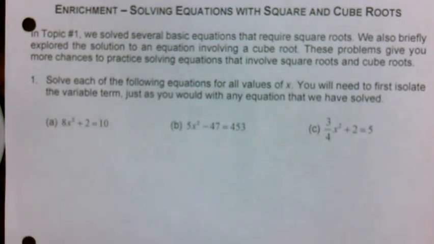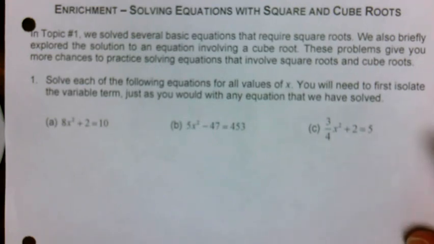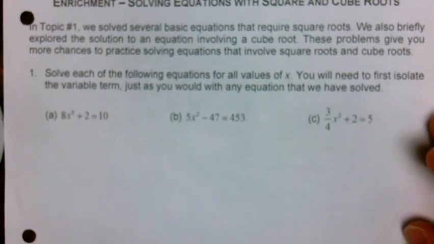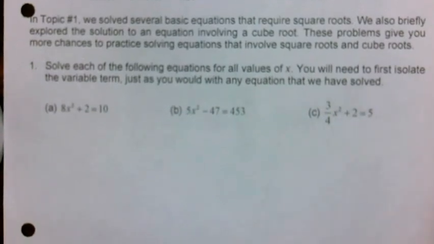Okay, so this is going to tie in nicely to the different types of equations that we've been solving lately. In example number one, we're going to solve each of the following equations for the value of x. All right. You're first going to need to isolate the variable term just as you would any equation that we have solved. And so looking at example A, the equation says 8x squared plus 2 equals 10.